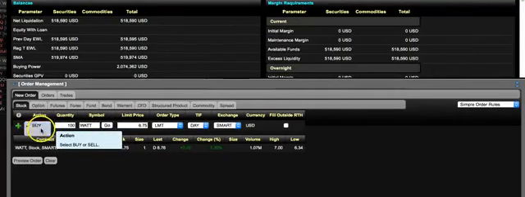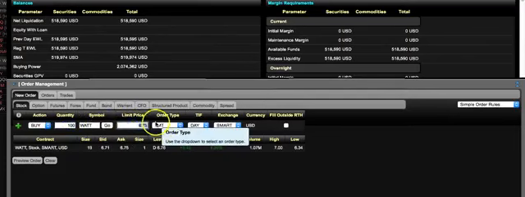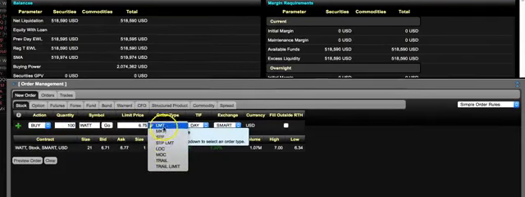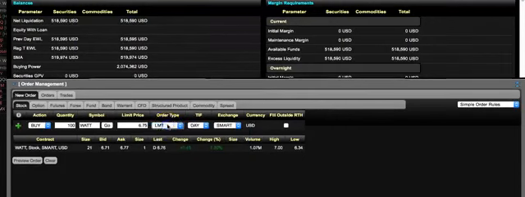You have two choices on Interactive Brokers, buy or sell. Quantity is the number of shares. Limit price, I always use limit, okay? You have a lot of different order types here. The only one I ever use is LMT, limit. I specify the price that I want it. I never use market orders.